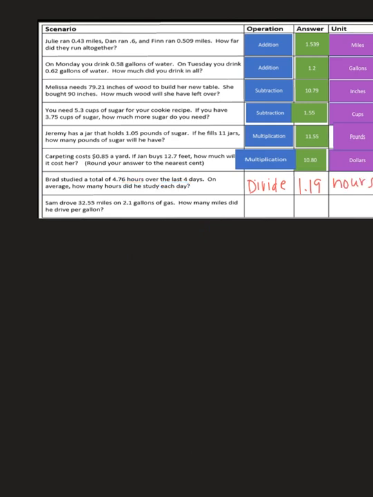All right, last one. Sam drove 32.55 miles on 2.1 gallons of gas. How many miles did he drive per gallon? So per is our key word, telling us we need to divide. And 32.55 miles is going to go inside our doghouse. So when I set this up, 32.55 inside my doghouse, 2.1 outside.